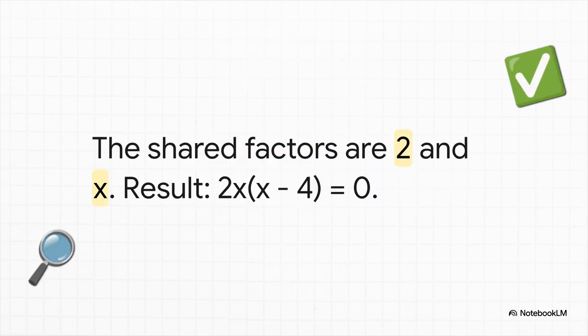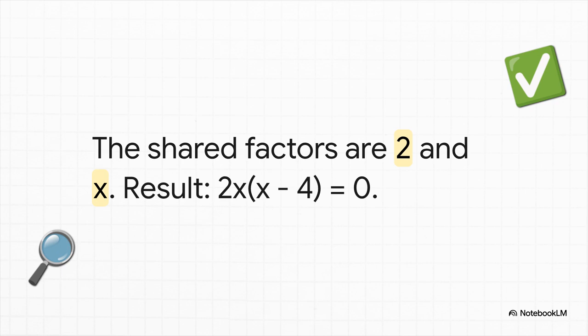Well, the solution is incredibly simple once you spot those elements. Both terms divide evenly by the number 2, right? And they both contain at least one x. So, our highest common factors are 2 and x. We write 2x right outside our bracket.